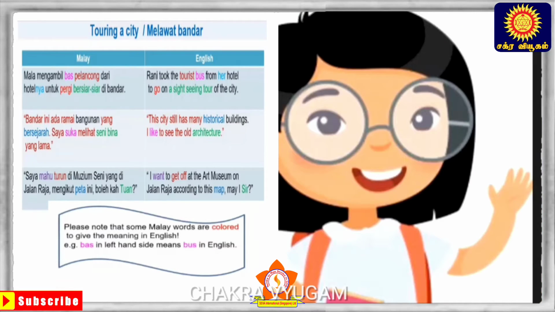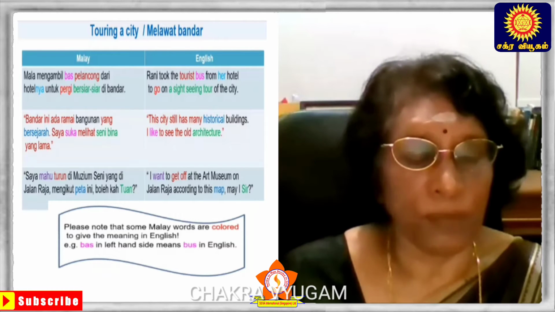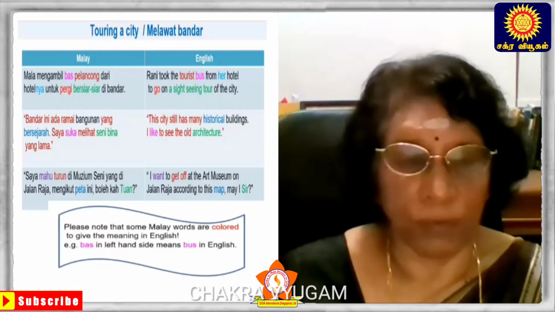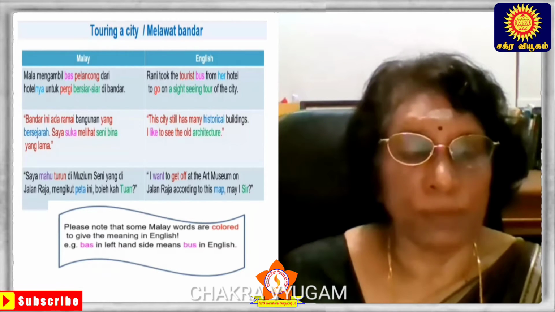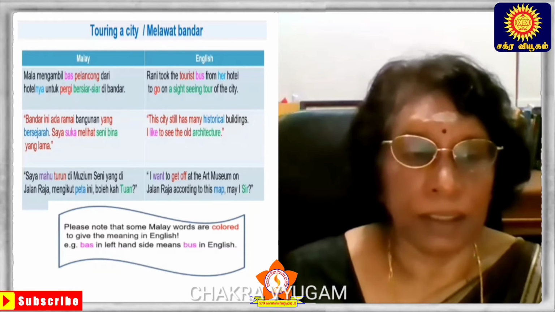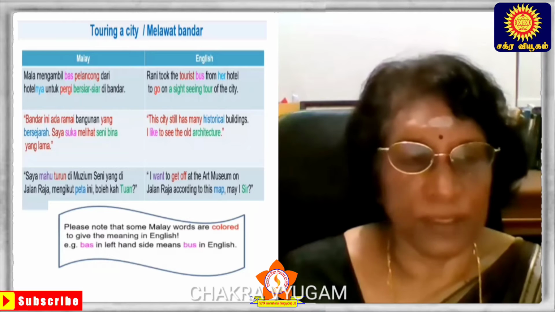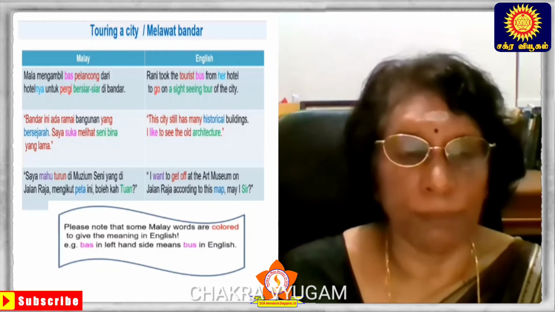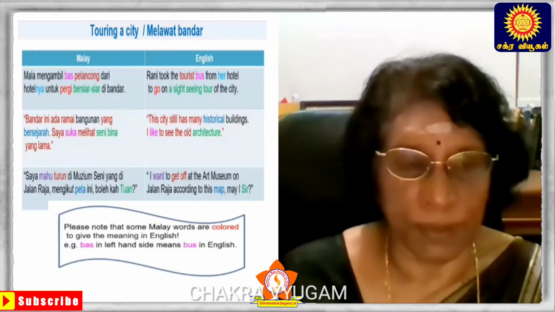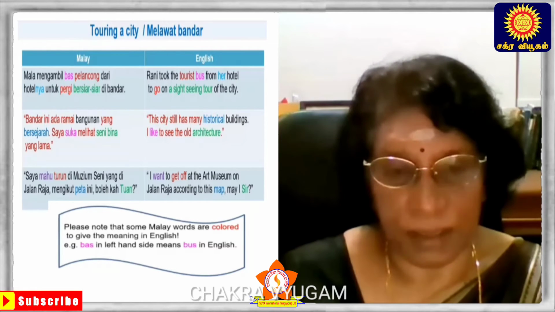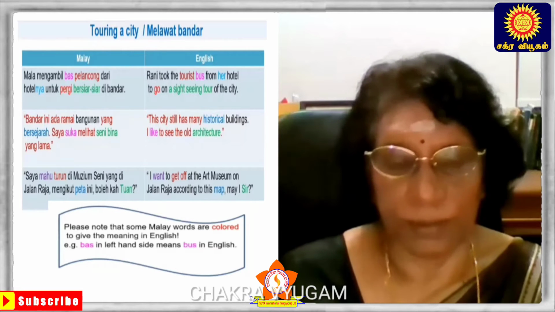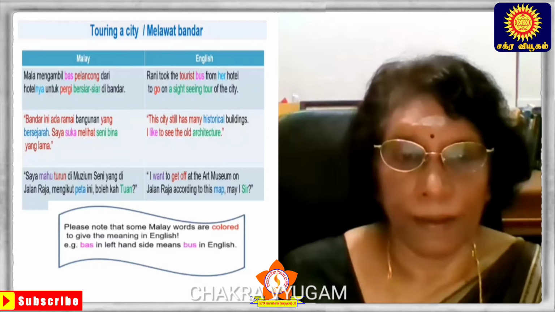Next. Saya mahu turun di museum sini yang di Jalan Raja. Mengikut peta ini bolehkah tuan? Okay, so she's talking to the driver. I want to get off at the art museum. Turun, get off, get down, right? The museum seni, seni again, art. Yang di, where is it? Jalan Raja. We learned this in our first lesson. Jalan is road, Raja is the name. Mengikut, the map, right? She's using the map, whether she can get off using the map. In the map, she says she should be able to get down. And she's asking, bolehkah? May I, sir, tuan? Next.